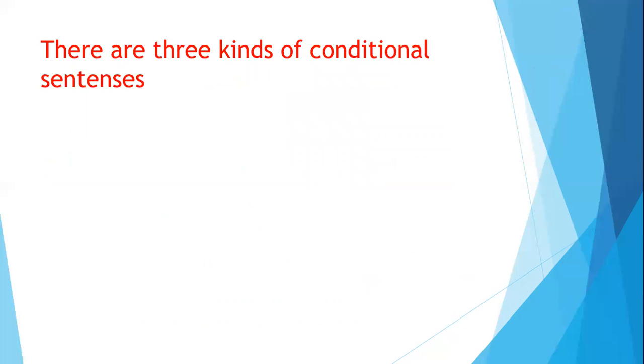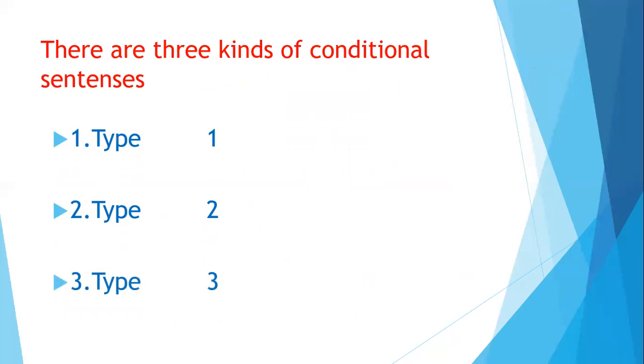Well, there are three kinds of conditional sentence. Let's look at them. We call them type 1 conditional sentences, then type 2, then finally type 3. So in your syllabus, there are three types of conditional sentences. Let's look at them.